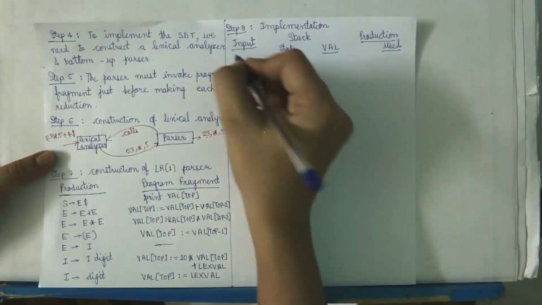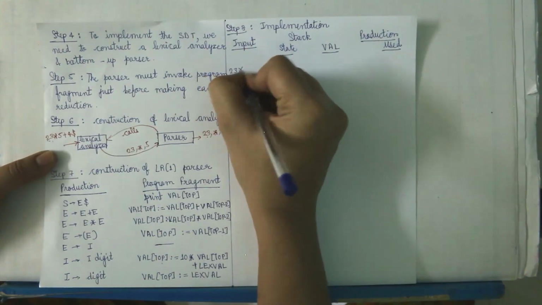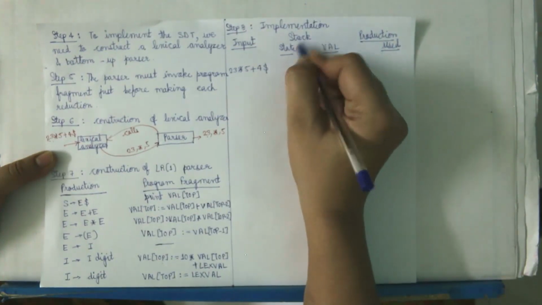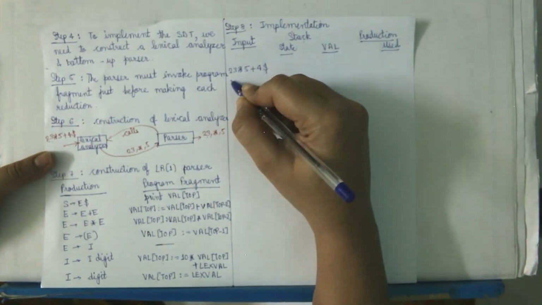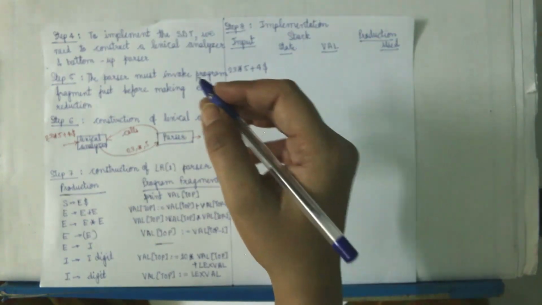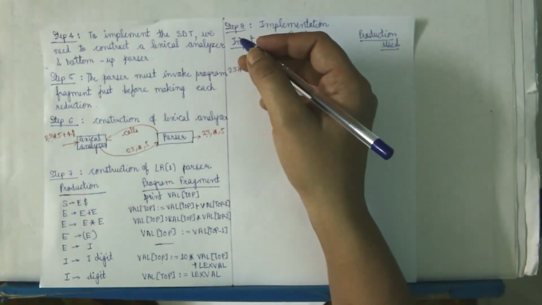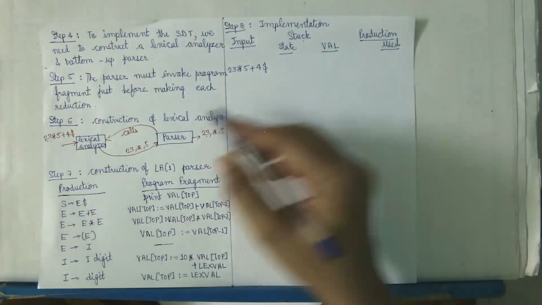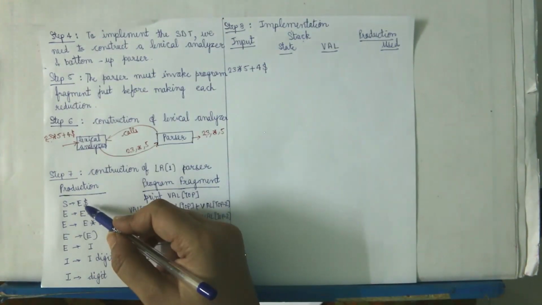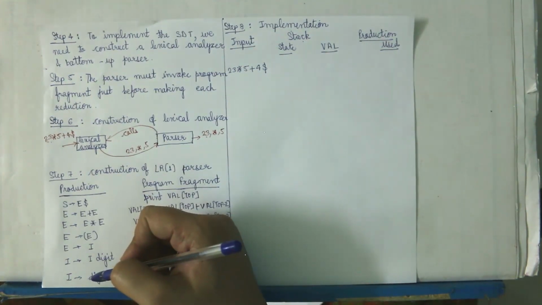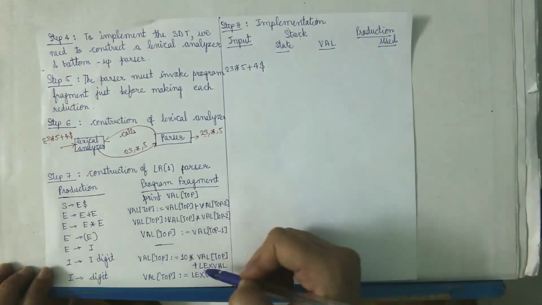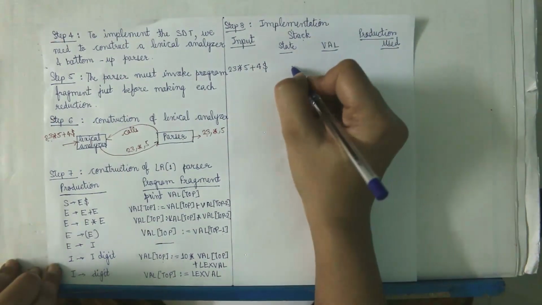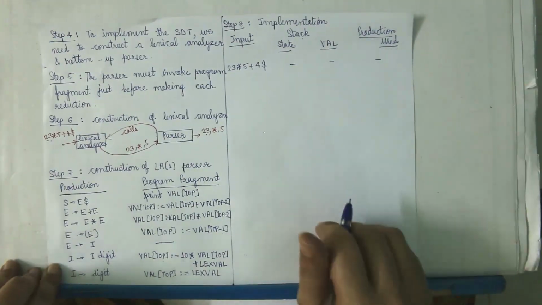We have got an input. The input is 23 into 5 plus $4. The stack has two parts, state and value. Firstly, we are going to put the value. The stack will have the state. The state can be the symbols of the production, and the value can be the actual value associated with it. The production used will be added as and when we have it. So initially we have nothing in the stack, and no production used.